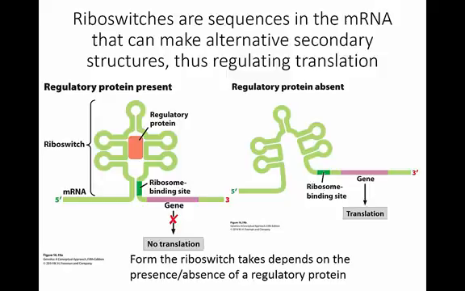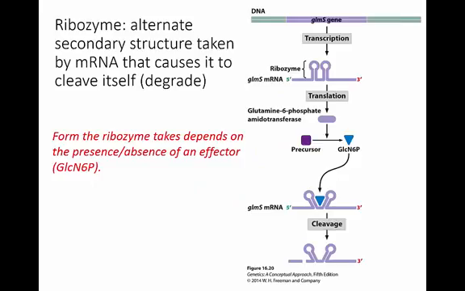In the absence of that regulatory protein, that messenger RNA forms a different secondary structure. Then that ribosome binding site, the Shine-Dalgarno sequence, would be accessible and the ribosome can bind on there and translate the protein. The last example is something called a ribozyme.